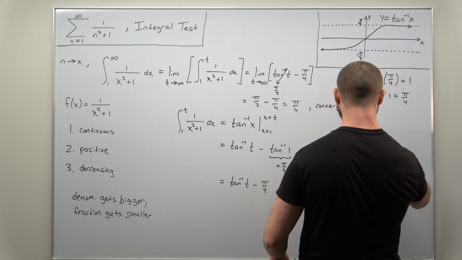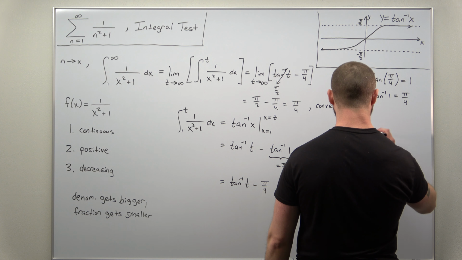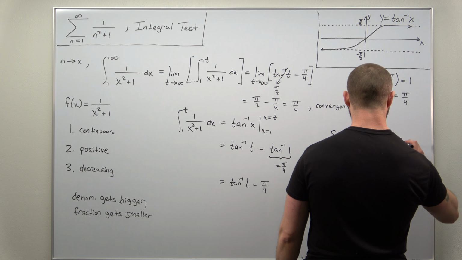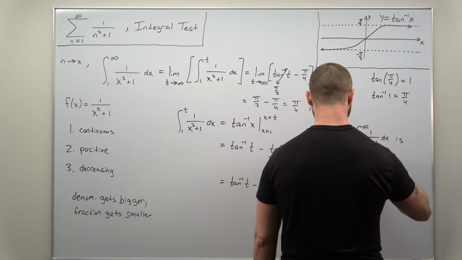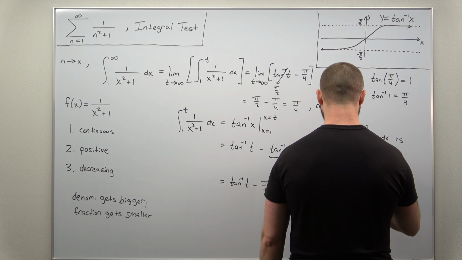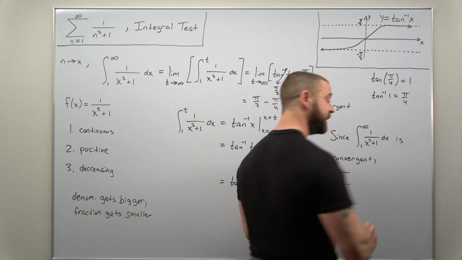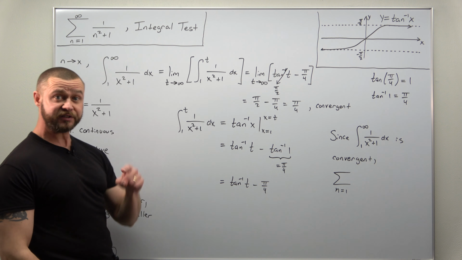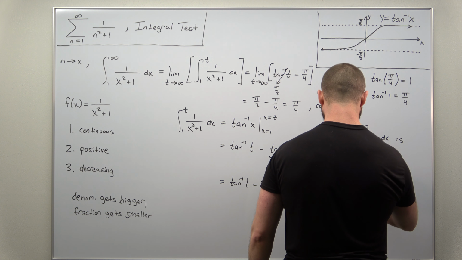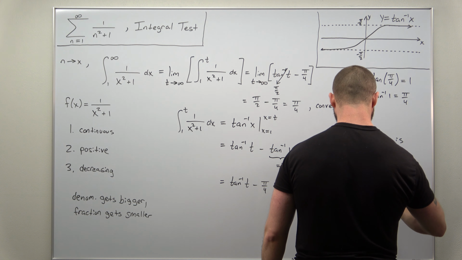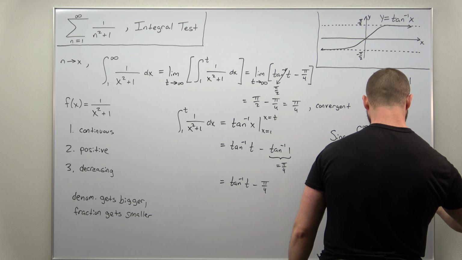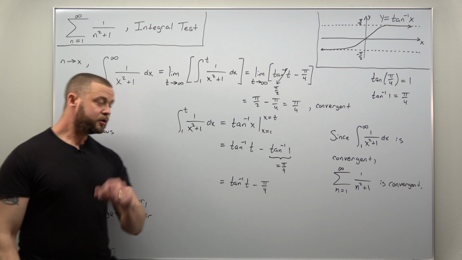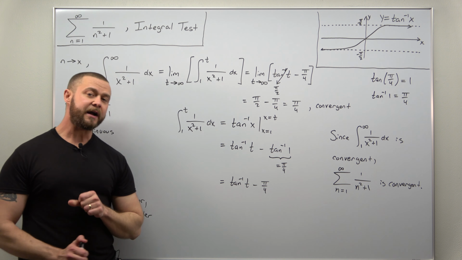And it's always good to write that. So since we've now determined that the improper integral from 1 to infinity of 1 over x squared plus 1 is convergent, remember, with the integral test, your infinite series does the same thing as the improper integral. So this infinite series is also convergent. And that completes this problem going through the improper integral with direct evaluation.